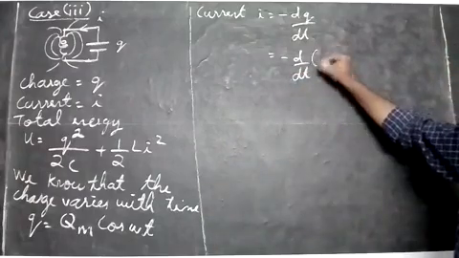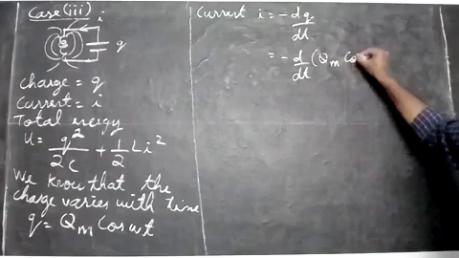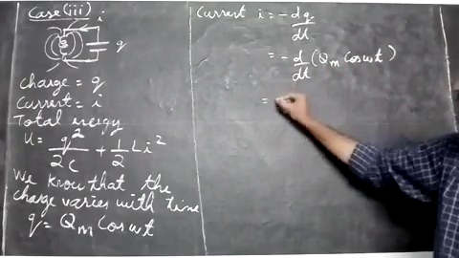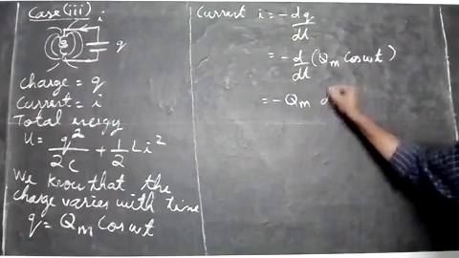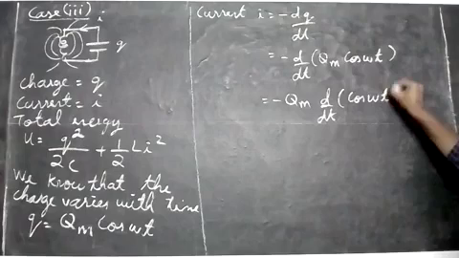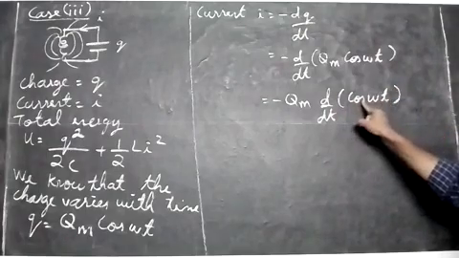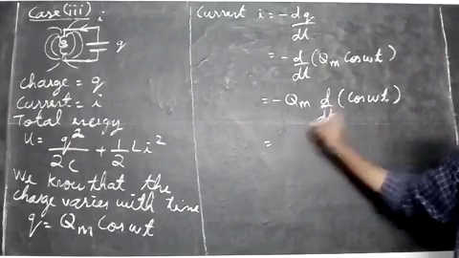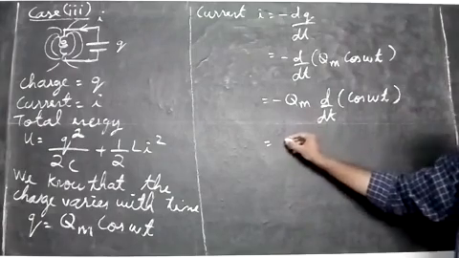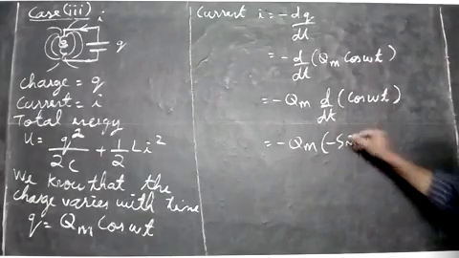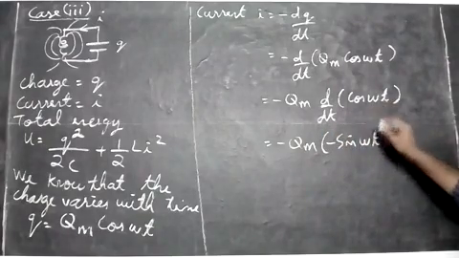That is what we get here, Qm cos omega t. Now Qm is constant, so take it out. So it is minus of Qm into d by dt of this term, that is cos omega t. Differentiation of cos theta is minus sin theta. So you will get minus into minus, which becomes plus. I'll write one time: minus of Qm into minus sin omega t, because differentiation of cos theta is minus sin theta.